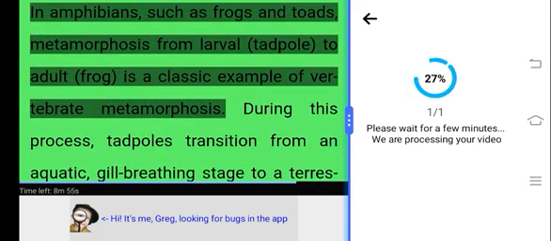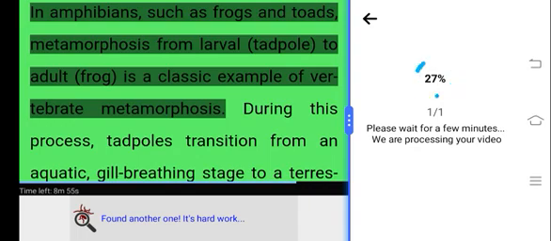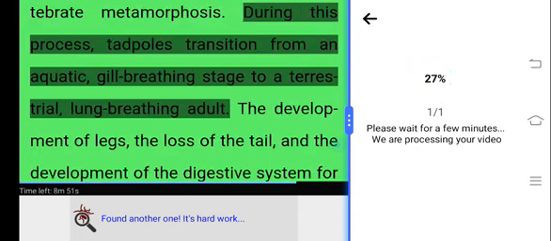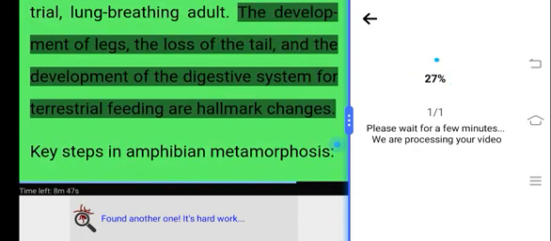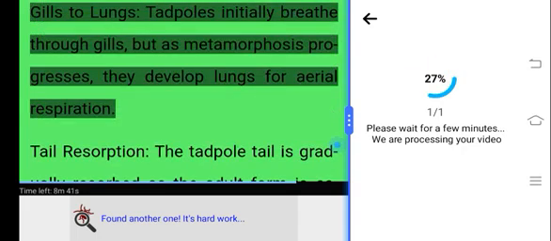In amphibians, such as frogs and toads, metamorphosis from larval tadpole to adult frog is a classic example of vertebrate metamorphosis. During this process, tadpoles transition from an aquatic, gill-breathing stage to a terrestrial, lung-breathing adult. The development of legs, the loss of the tail, and the development of the digestive system for terrestrial feeding are hallmark changes. Key steps in amphibian metamorphosis.